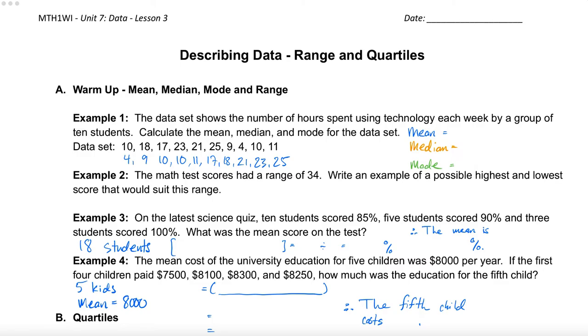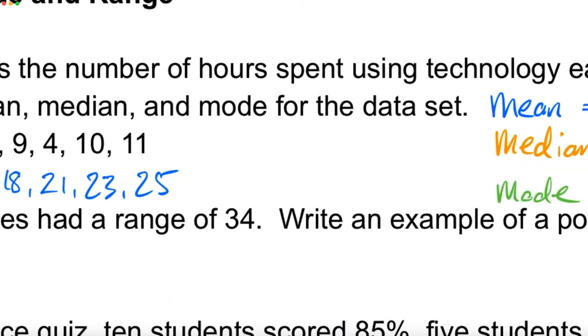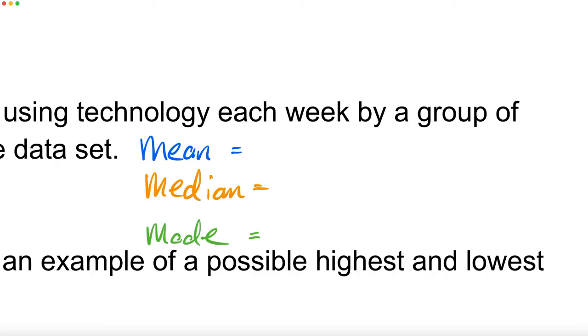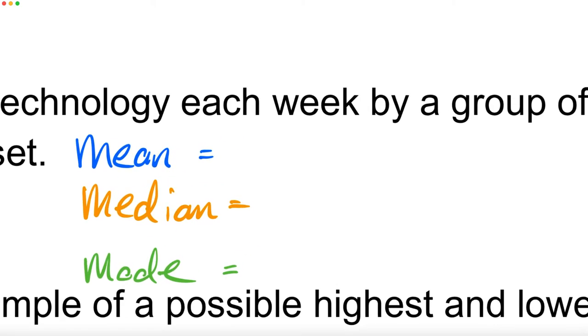Okay, you're back. Let's get a look. So the mean, as we know, is our average. It means we add up everything that's there and then we divide it by the number of data points that are there. So I'm just going to add these up. We've got 4 plus 9 plus 10 plus 10 plus 11 plus 17 plus 18 plus 21 plus 23 plus 25. So that equals 148. That is our total.